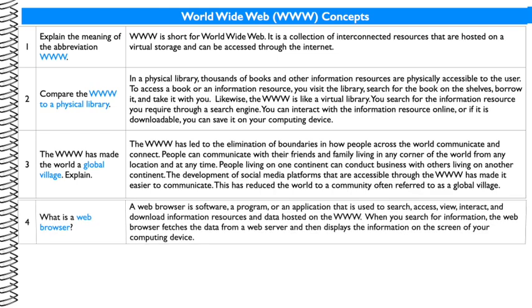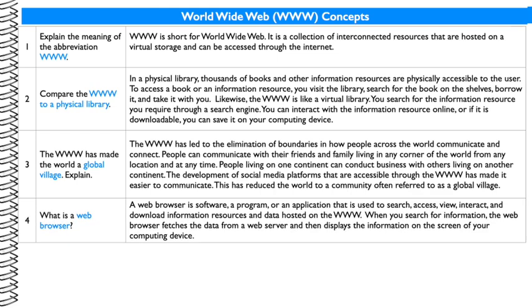What is a web browser? A web browser is a software, a program, or an application that is used to search, access, view, interact, and download information resources and data hosted on the World Wide Web. When you search for information, the web browser fetches the data from a web server and then displays the information on the screen of your computing device.